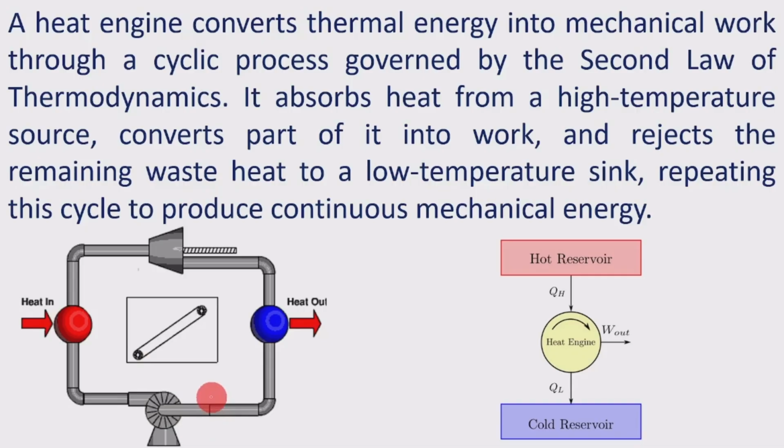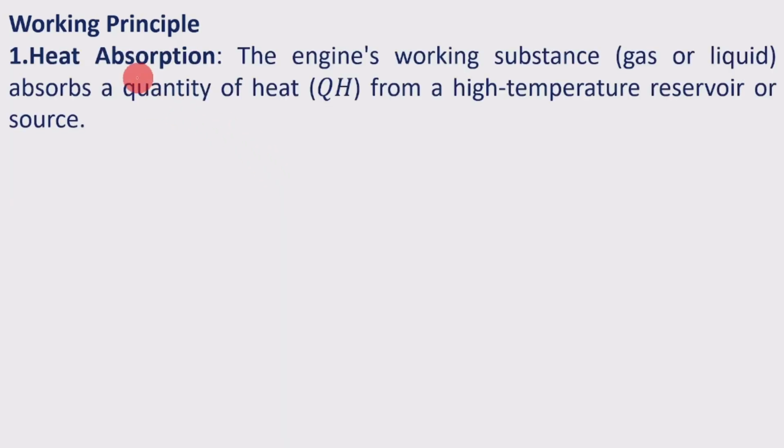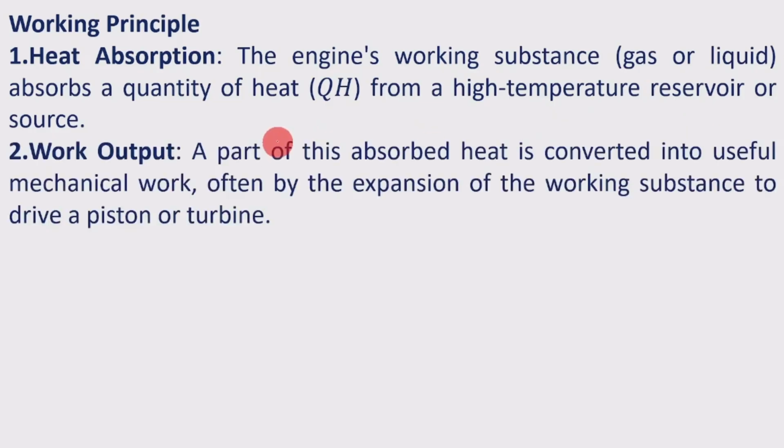Further, we can explain the working principle. The first one is heat absorption. The engine's working substance, that is a gas or a liquid, absorbs a quantity of heat from a high temperature reservoir, which is also called the source. The second one, work output. A part of this absorbed heat is converted into useful mechanical work, often by the expansion of the working substance to drive a piston or a turbine.